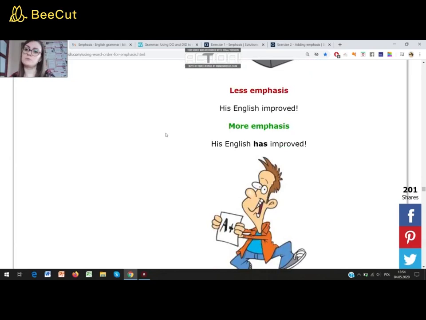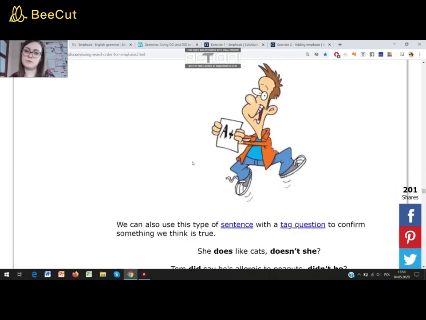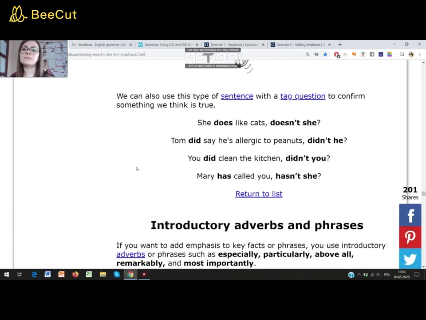His English improved. We can also use here present perfect just to make it emphasized more. His English has improved. We can also use this type of sentence with a tag question to confirm something we think it's true. She does like cats, doesn't she? Tom did say he's allergic to peanuts. Didn't he? You did clean the kitchen, didn't you? Mary has called you, hasn't she?